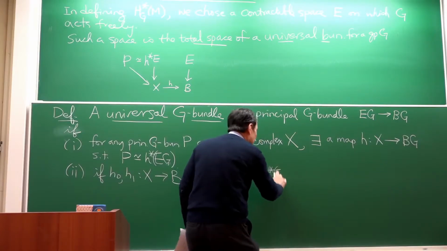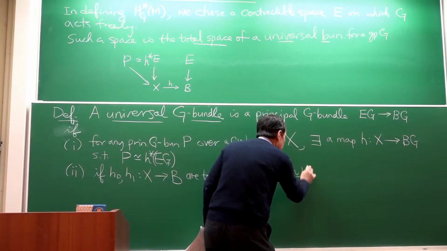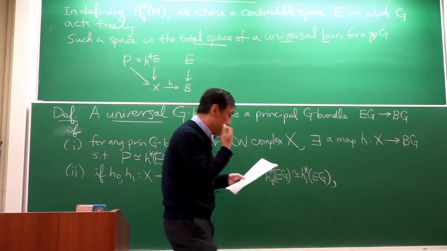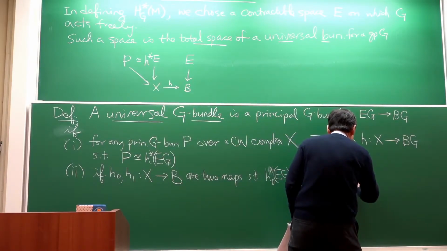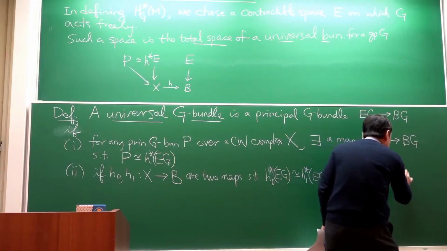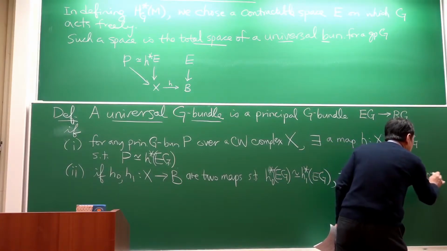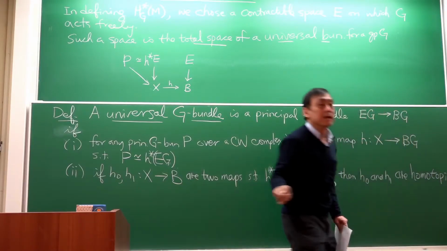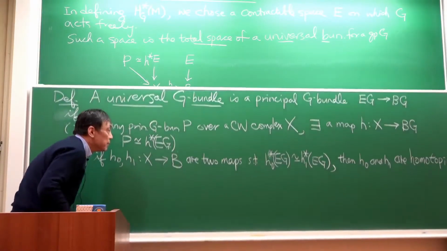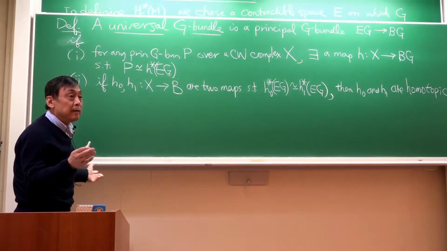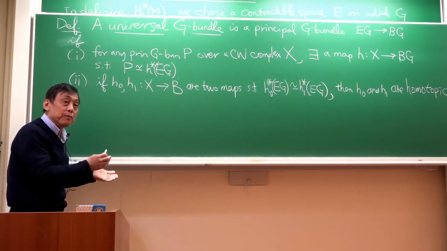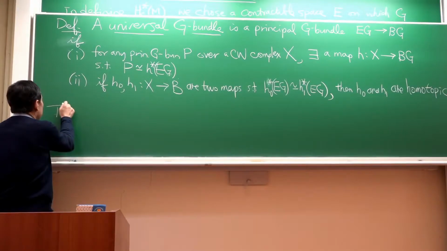Every principal G bundle, any total space, is the pullback of a universal bundle by a map from X. Then there is a second property, and then we define the pullback, so that there is a theorem. That's a picture of a universal bundle.